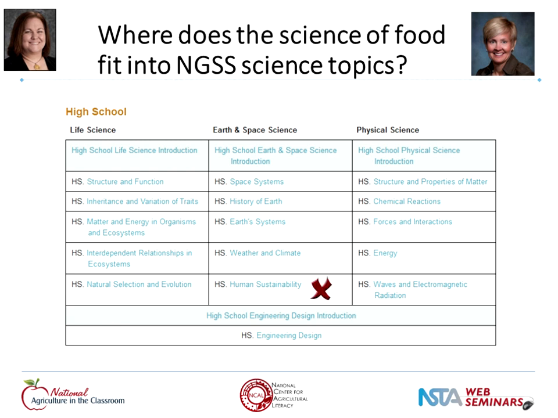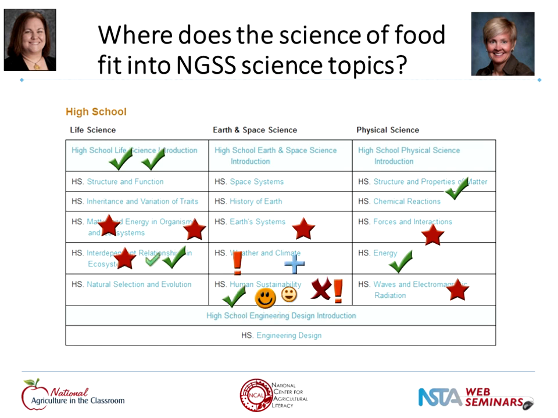I've gone ahead and enabled the clip art tool for you, so those of you that are just arriving, please place the clip art using the common symbols where you think the science of food fits into the NGSS topics, and if it's more than one, feel free to put multiple clip arts on the page and move them around as necessary. Deborah, it's all yours.